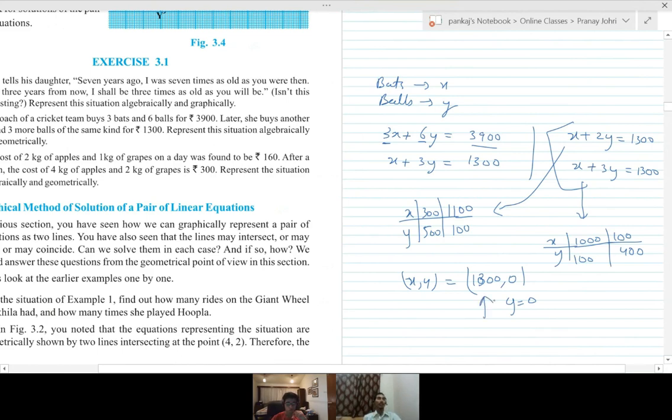So the solution means it's intersecting. It would lie on both the graphs, both the lines, and it must satisfy both the lines. If y is 0, then obviously x is 1300, and both are satisfying this. So this is probably the right solution.